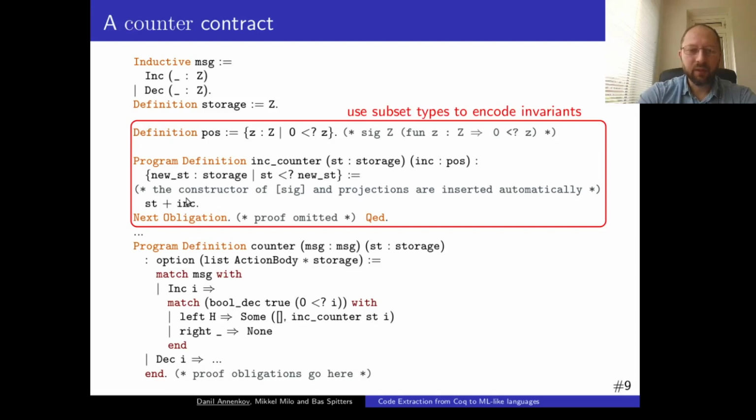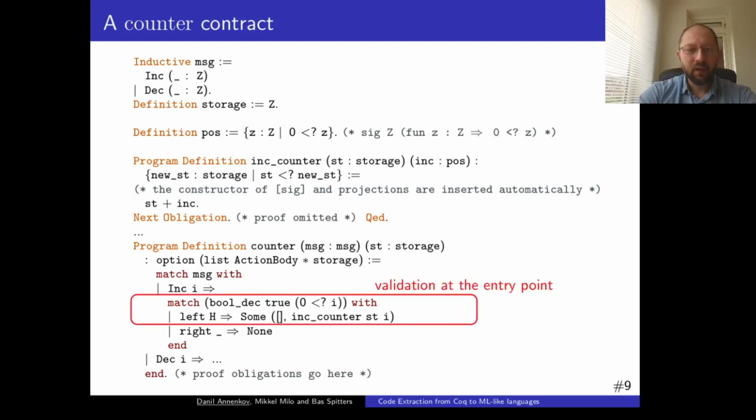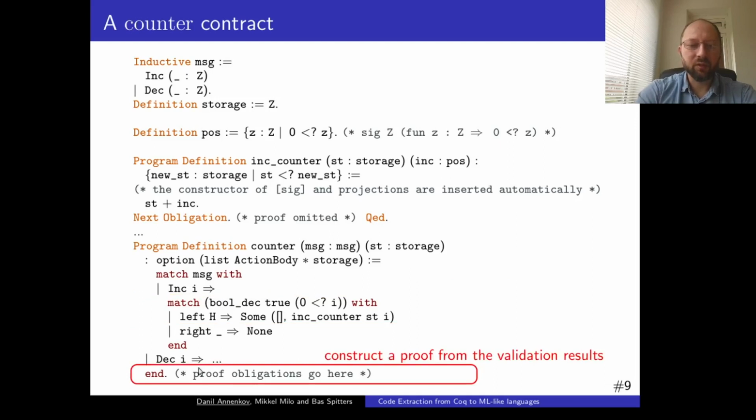We use the program environment here again, and we can use the inc parameter as if it was just a value, and the program environment will insert constructors of the subset type and projections if necessary. It also will show us proof obligations in case it cannot prove them automatically. That can be resolved using tactics. In order to call the incCounter function from the entry point, which is our counter function, we need to perform data validation. That's what we do here, and then after validation we use the results to construct the proof. In this case, the proofs are necessary in order to call the incCounter function.